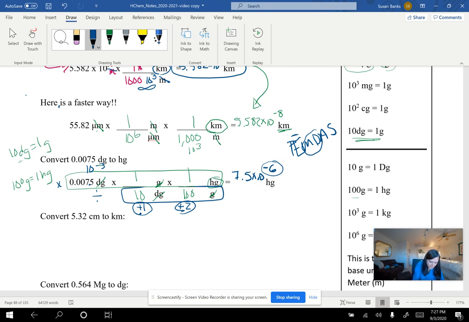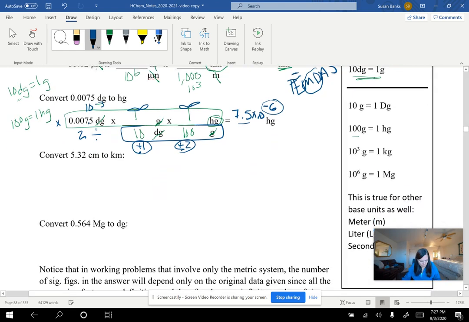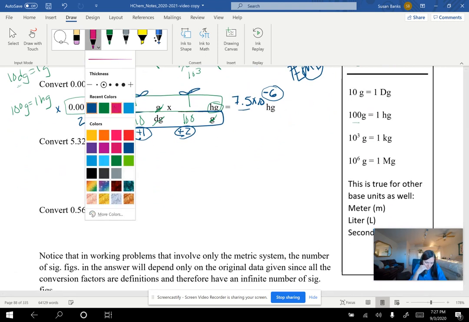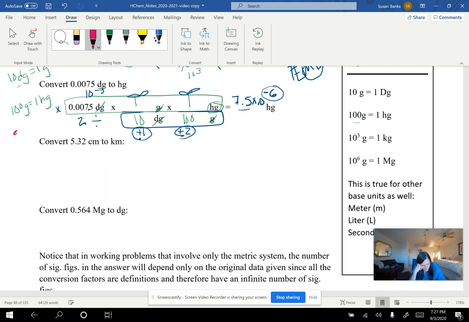Our sig figs here, we've got 2 sig figs here. This is a definition, so it's infinite. This is a definition, so it's infinite. So we can report 2 sig figs. Okay? So we're right where we need to be. Let's look at this next one. Let's change color. So we've got 5.32 centimeters to kilometers.